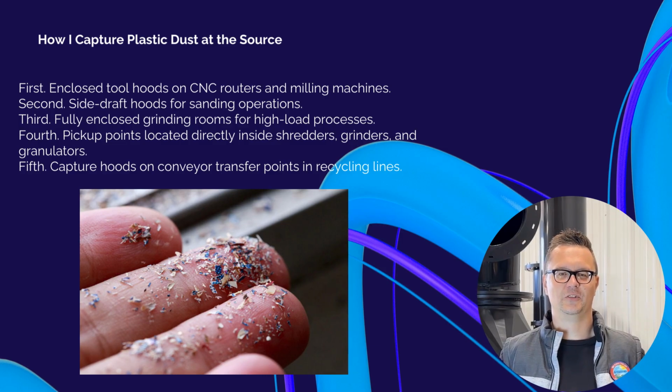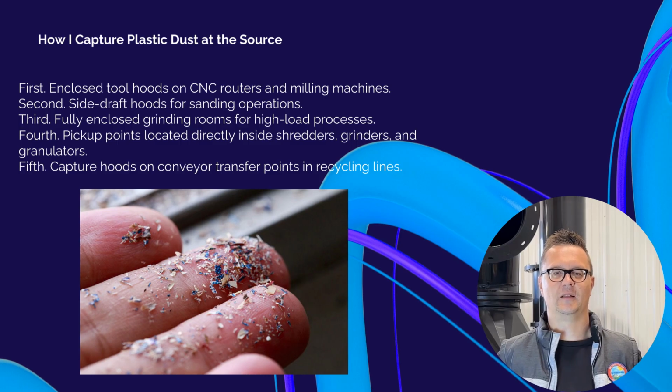Fourth, pickup points located directly inside shredders, grinders, and granulators. Fifth, capture hoods on conveyor transfer points and recycling lines. Plastic dust requires higher duct velocities than heavy mineral dusts. I typically design air velocities from 4,000 to 5,000 feet per minute to prevent material from settling inside the ductwork.